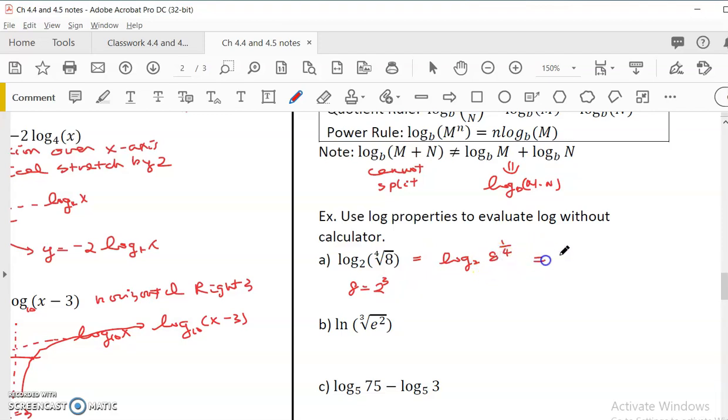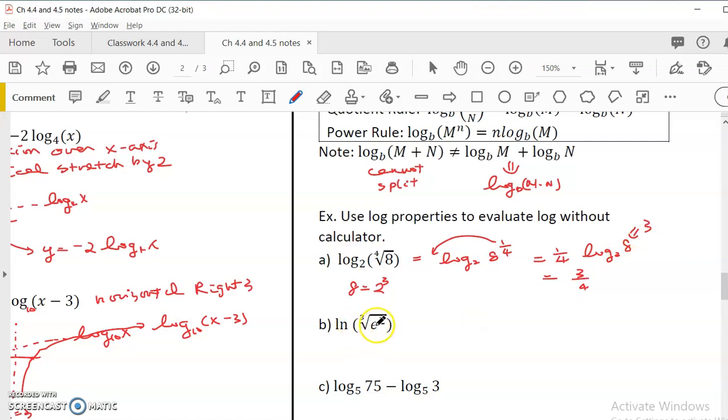Because it's an exponent inside a log, I can move it outside: 1/4 times log base 2 of 8. Log base 2 of 8 is 3, because we know 2 to the 3 is 8. So that's 3 over 4. So this is equal to 3/4.